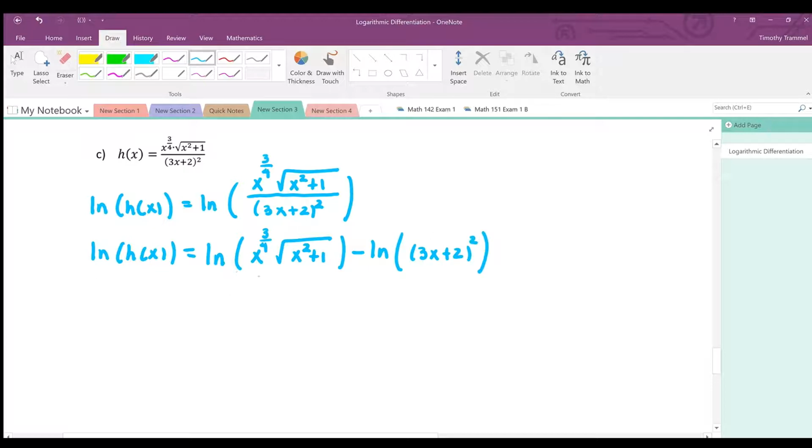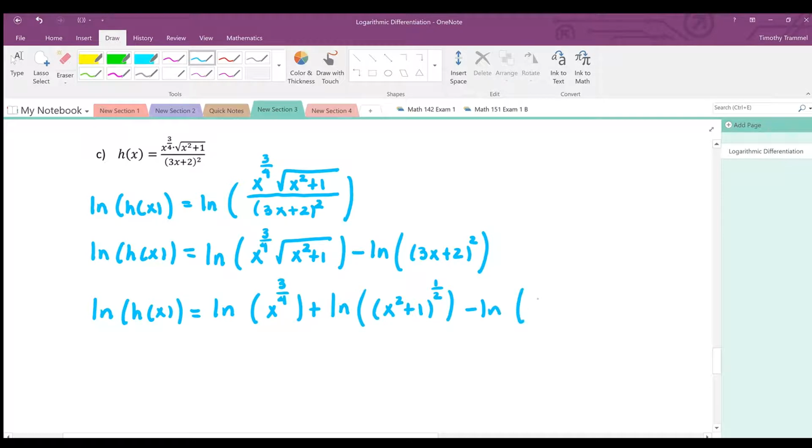And another thing we can do is we have a product here, and that product will be able to split up into a sum. Right, and so here's our sum. We're going to end up with the square root of x squared plus 1. But just to cut out a step here, I'm going to add an x squared plus 1 to the 1/2. And then we have minus the natural log of 3x plus 2 squared.